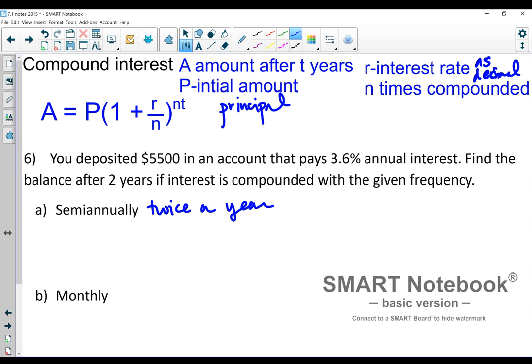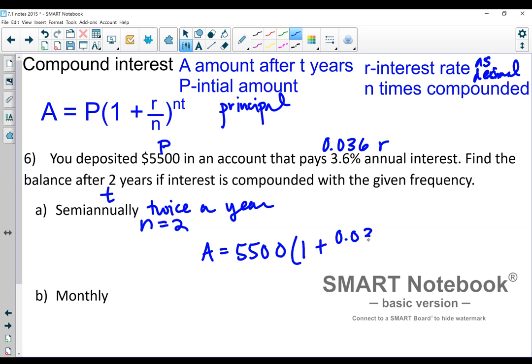And so let's see. That means our initial amount, the P is going to be 5,500. 0.036 will be R. 2 years, that means T is 2. For this first one, if I'm compounding twice a year, that means N will equal 2. So I'm going to go ahead and plug everything into my formula. So A equals 5500 times 1 plus 0.036 all over N, which is 2. My exponent is N times T. So that's going to be 2 times 2.